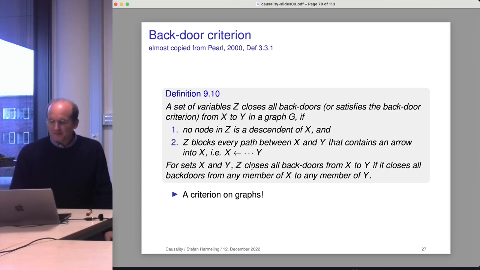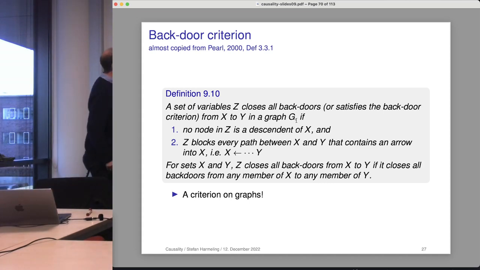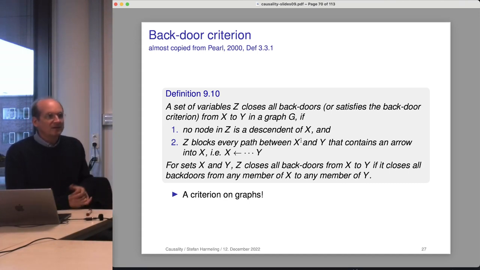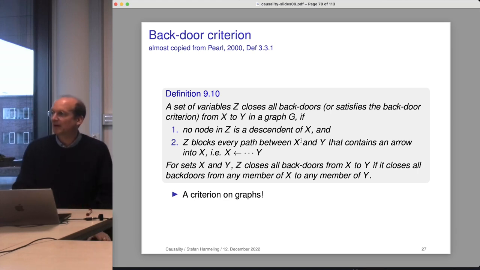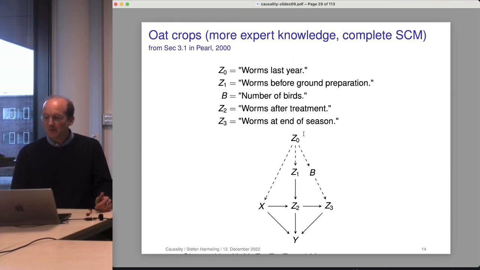However, let me note, this is a criterion on graphs, and I show it also on the screen here. So we can ask the expert on oat and some worms and get a graph. And then by looking at the graph, we can derive some adjustment formula to calculate the causal effect. Okay, so that is the possible way to do it. And one way is to say, okay, I need to observe all parents of X. However, I think in the oat crab example here, there is one parent Z0 that I don't observe. Okay, and the question is whether there's another valid adjustment formula for this one.